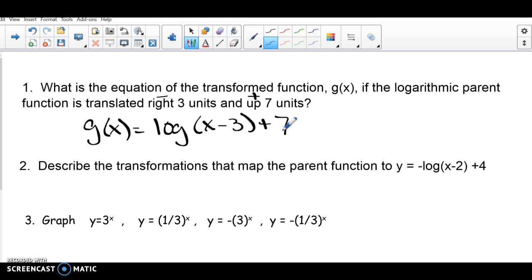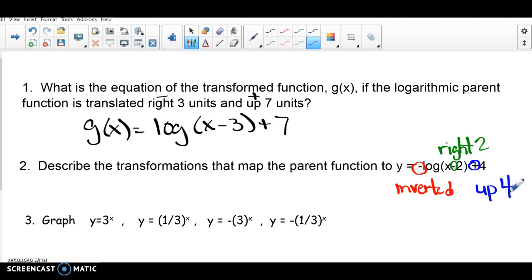Describe the transformations that map the parent function to y equals negative log of x minus 2 plus 4. You've got several things happening here. The negative here means that it is inverted. The minus 2 here tells us that it's moved to the right. Remember, that's the opposite direction of the sign, right 2. And then the plus 4 tells us it's moved up, or translated up 4 units.